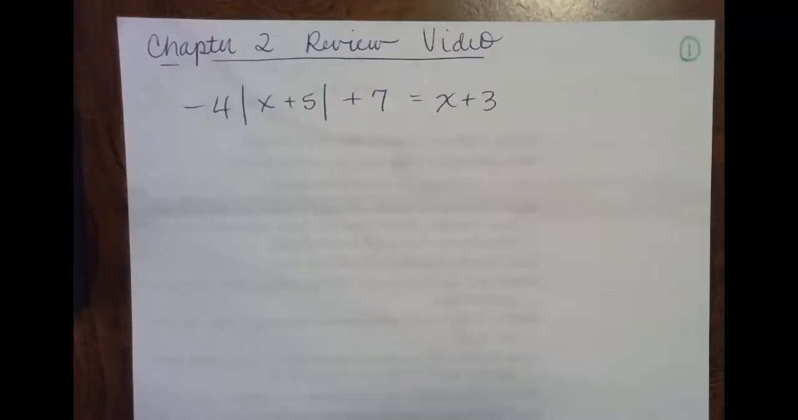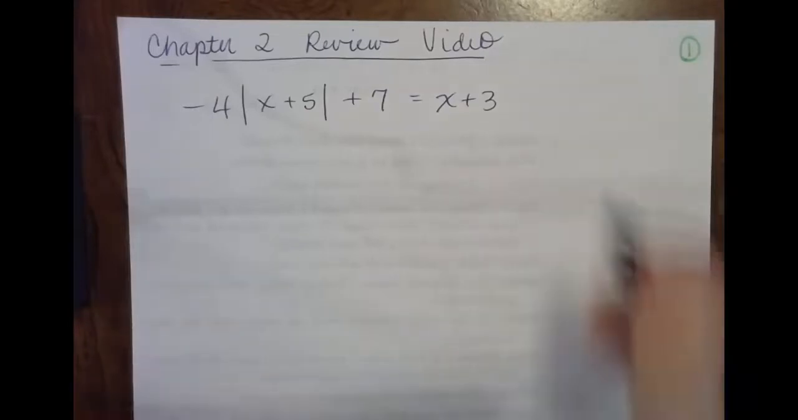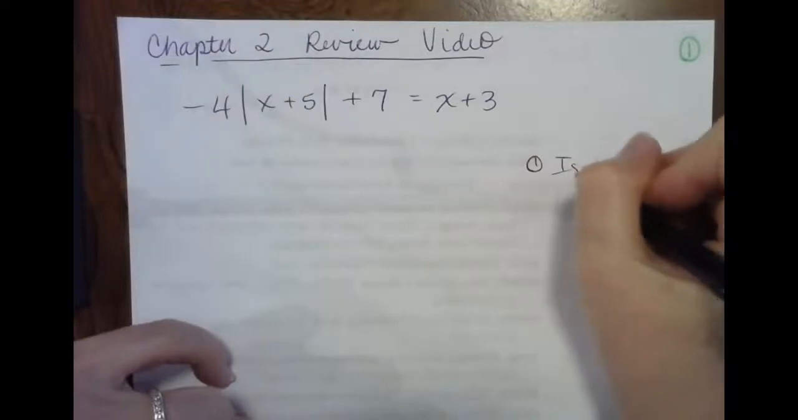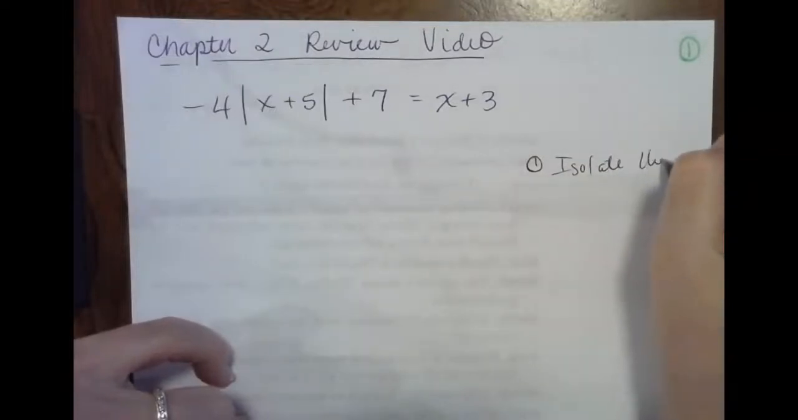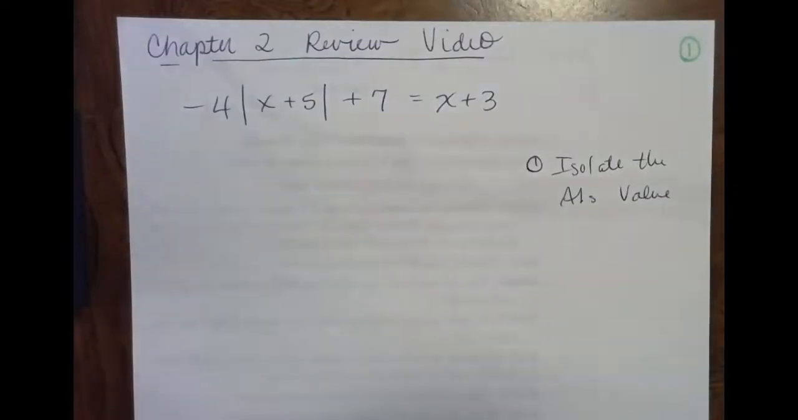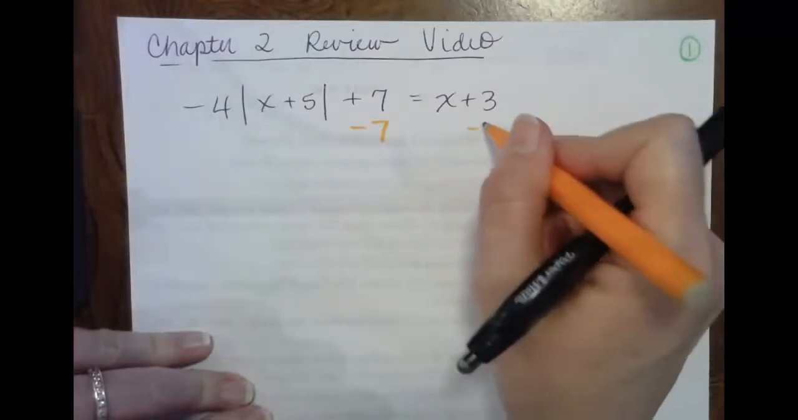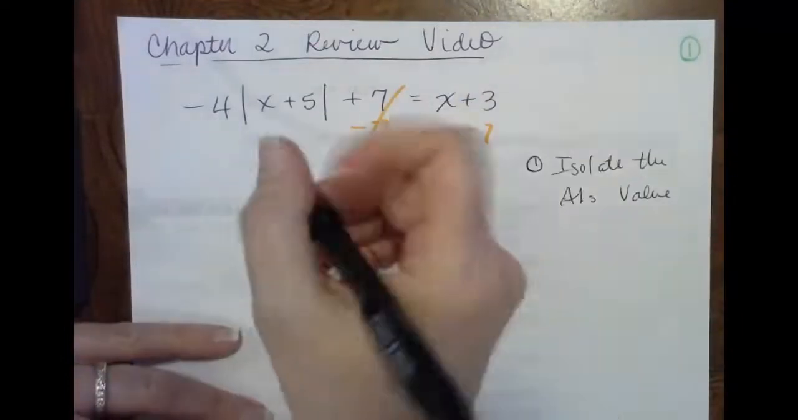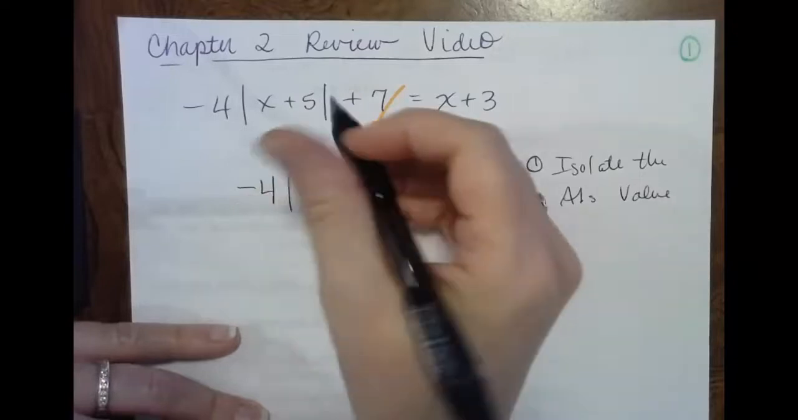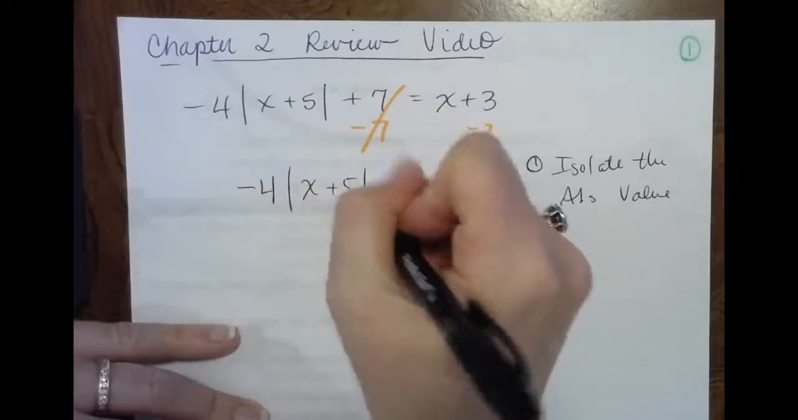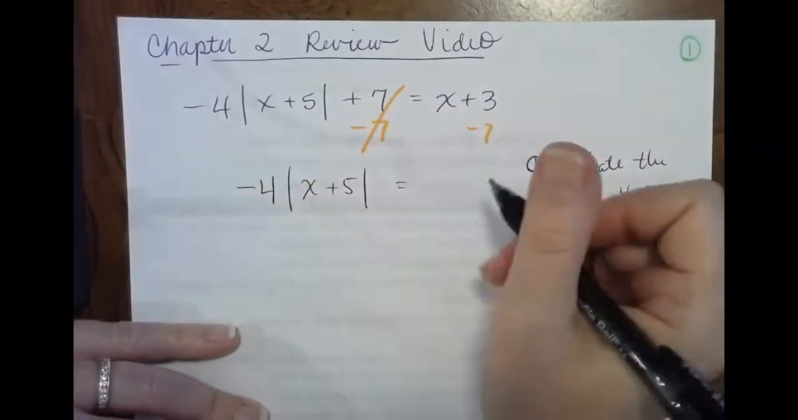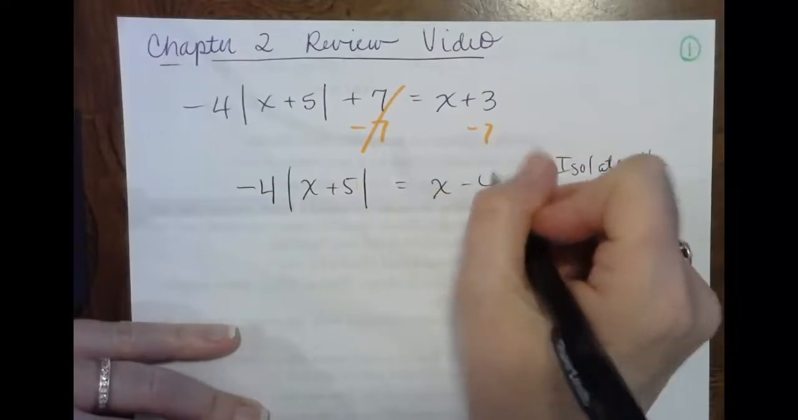So let's get started. First of all, we're going to be solving this absolute value equation. And step 1, if you remember, is to isolate the absolute value. We want to isolate the absolute value. So to do that, I need to start by subtracting the 7. And that gives me -4 times absolute value of x plus 5 equals x minus 4.